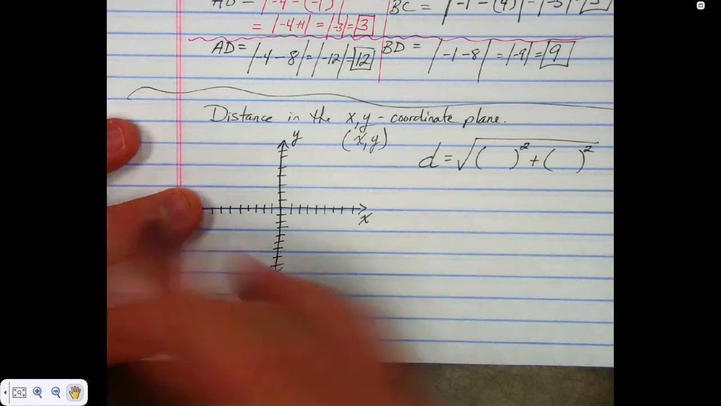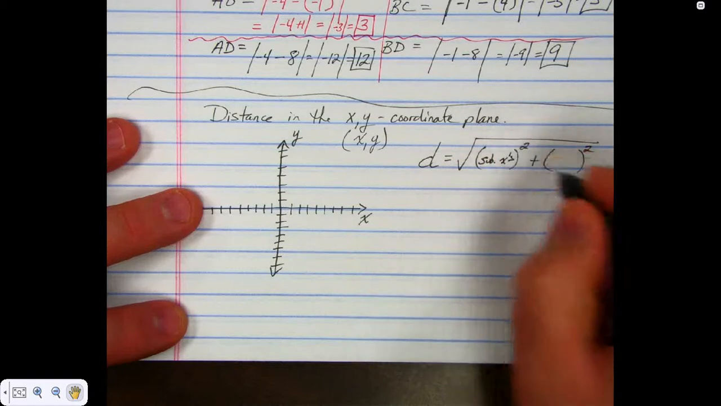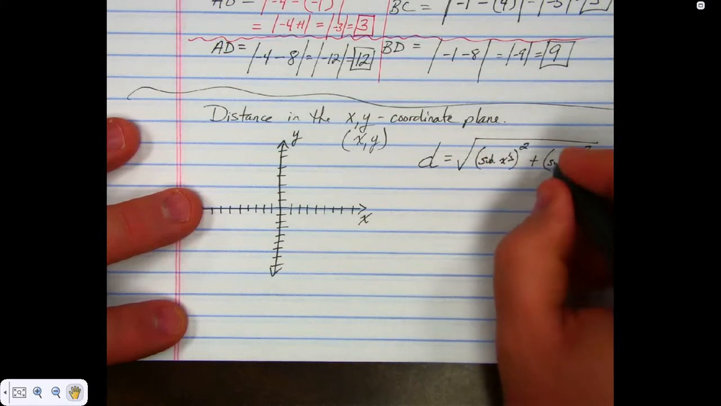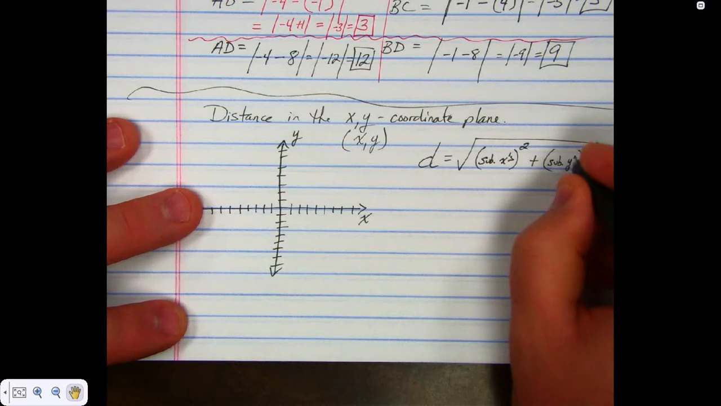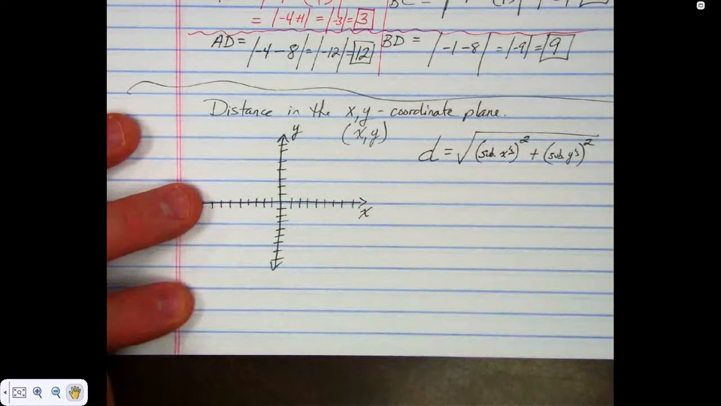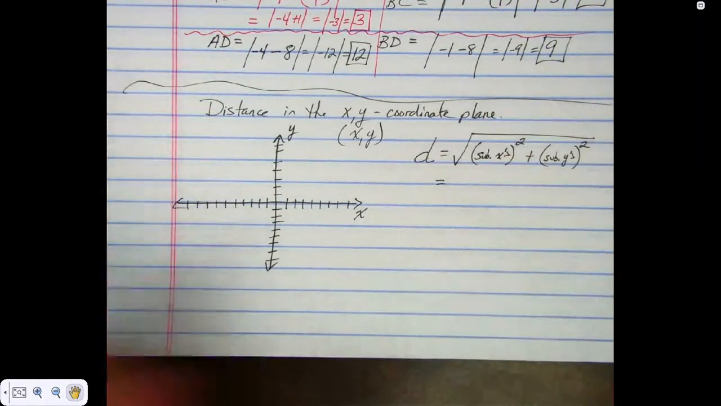Basically, you subtract your x's. Square it. Plus, subtract your y's. Square it. Add them together, take the square root. That's simple. We haven't talked about simplifying square roots. As soon as you get decimals as an answer here, that's all there is to it.